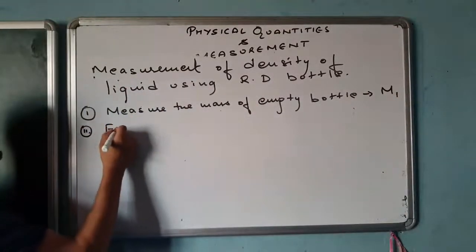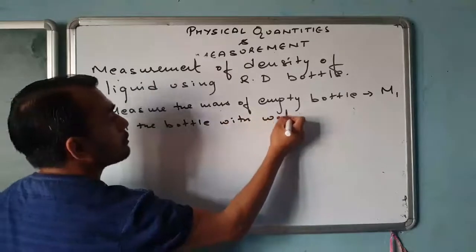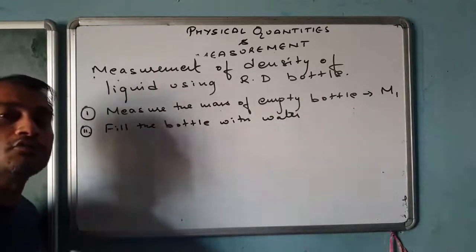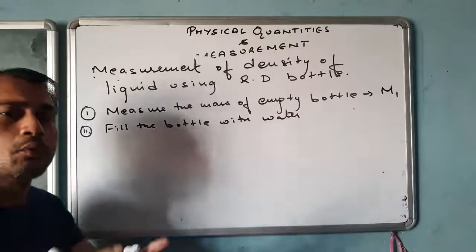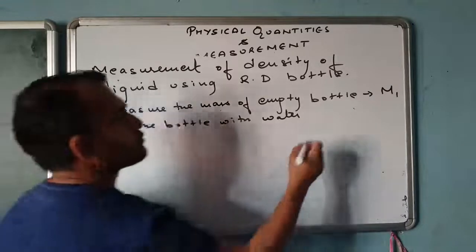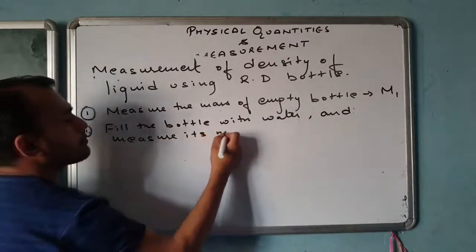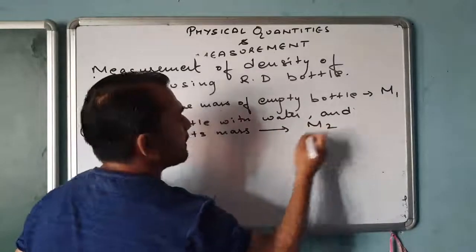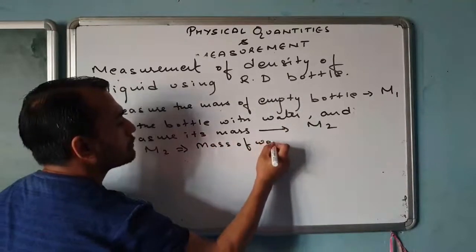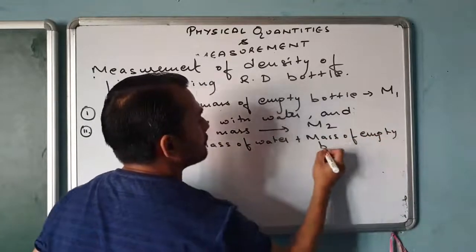Number 2, now we fill the bottle with water. Remember, it's not the liquid right now whose density is to be determined. We'll first fill this density bottle with water so as to find the mass of water. And once we know the mass of the water, that will be the volume of that density bottle. So we first fill the bottle with water and measure its mass, and this mass will be taken as M2. So what is M2 now? M2 means mass of water plus mass of the empty bottle.